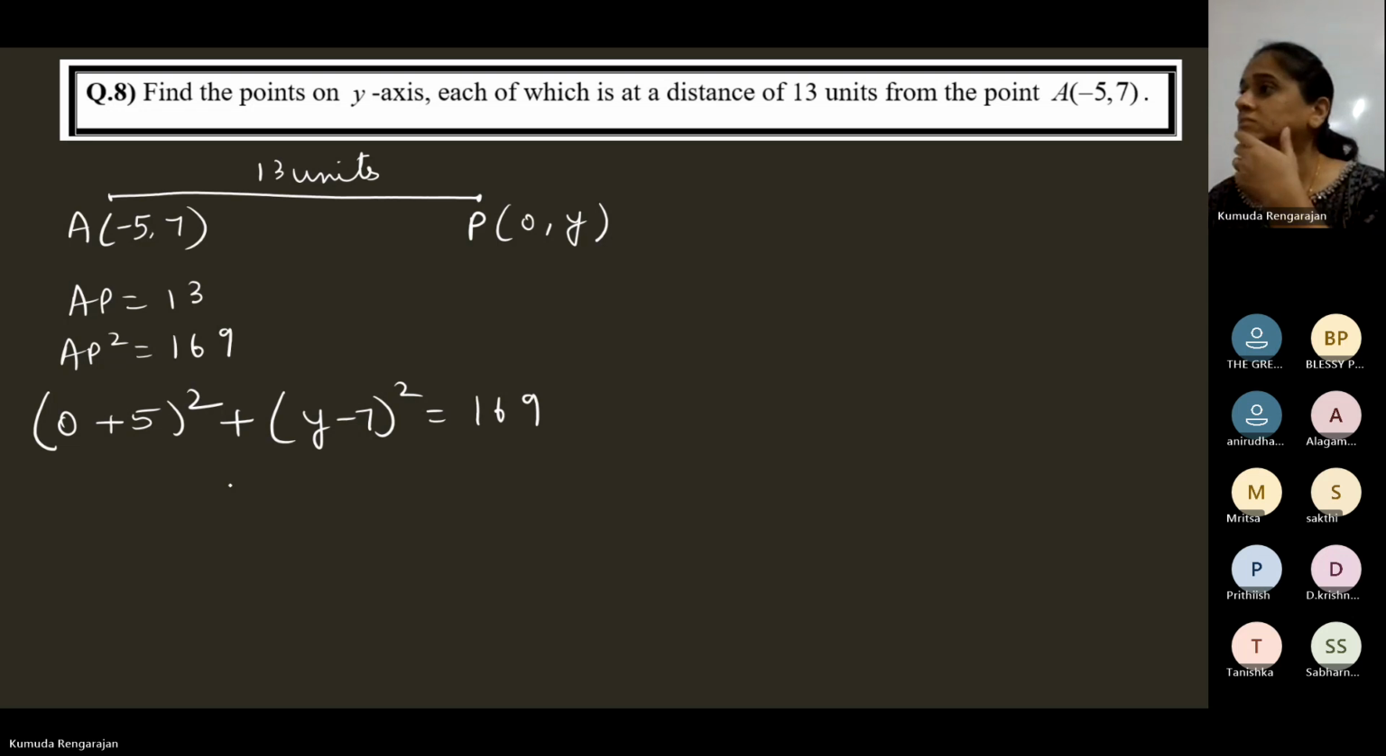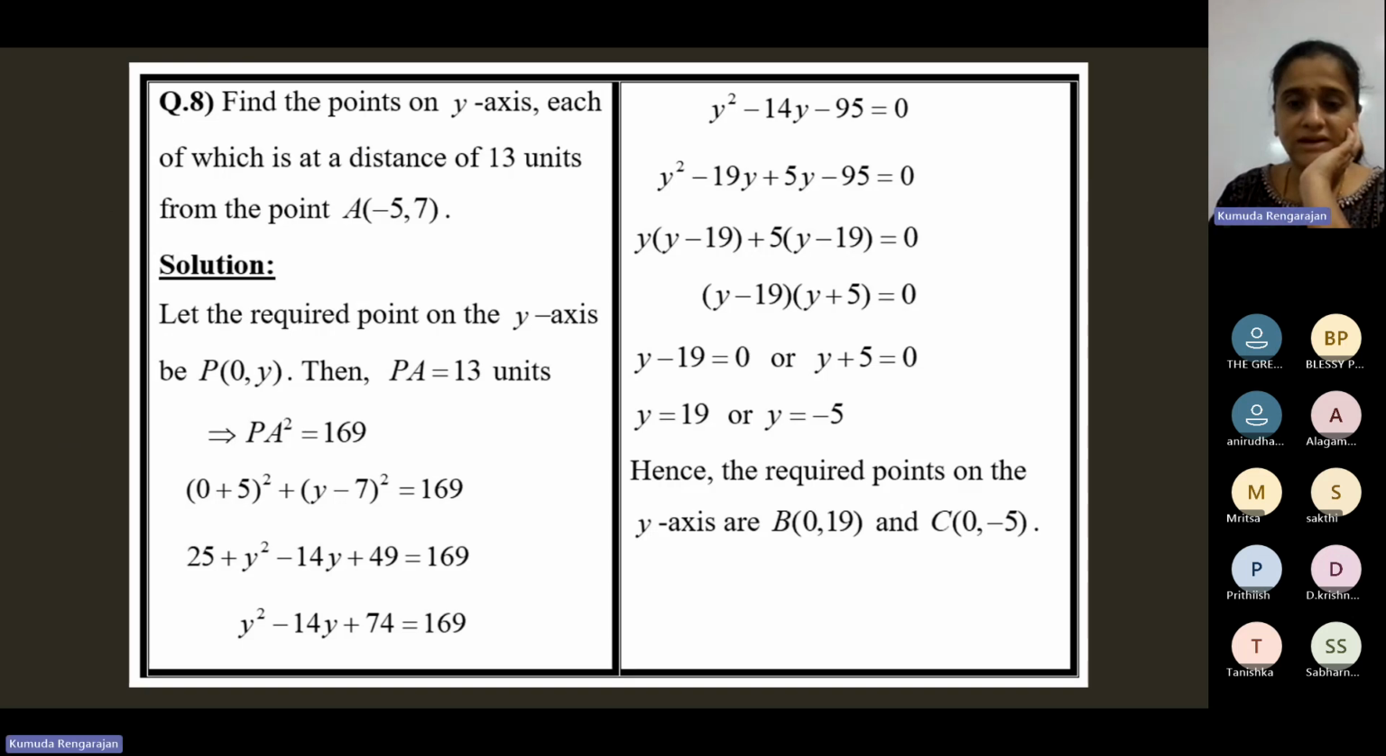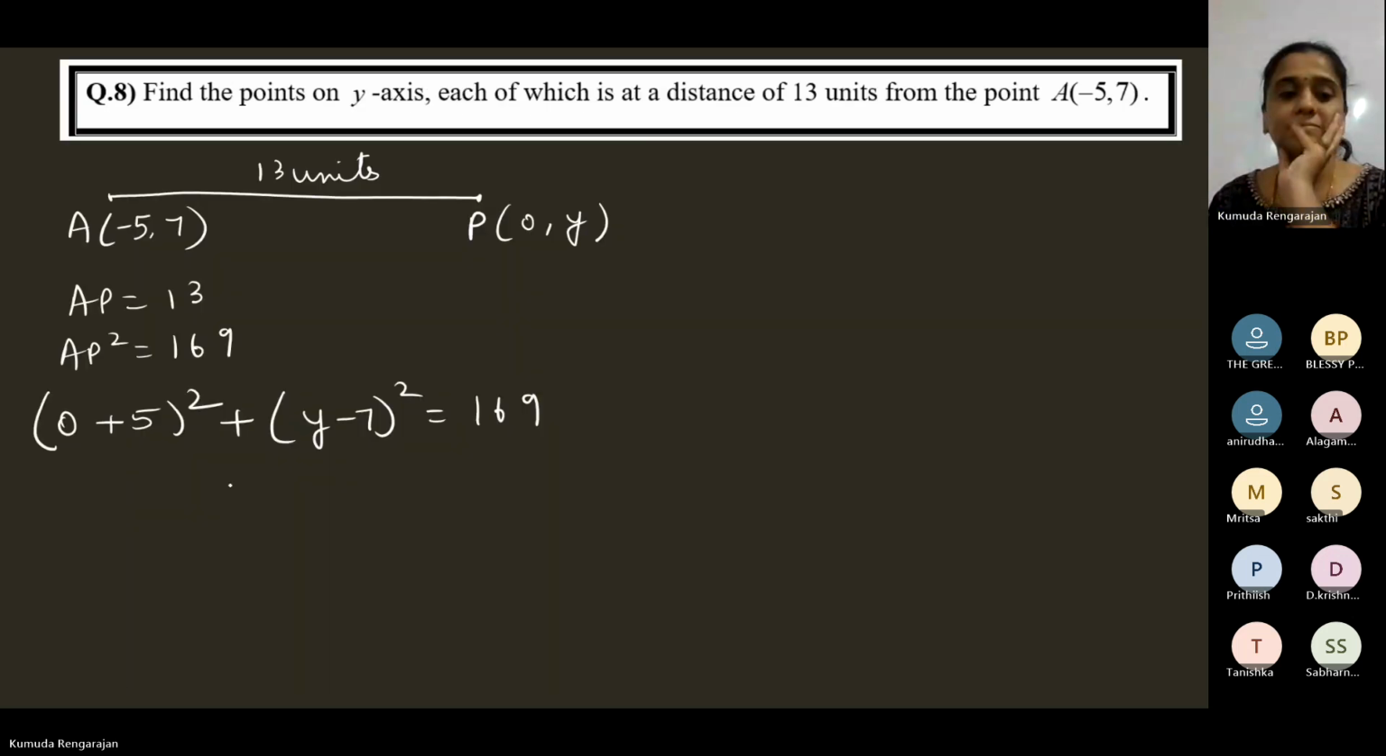Completed? What are the values for y? 19 and minus 5. Yeah, correct. 19 or minus 5.